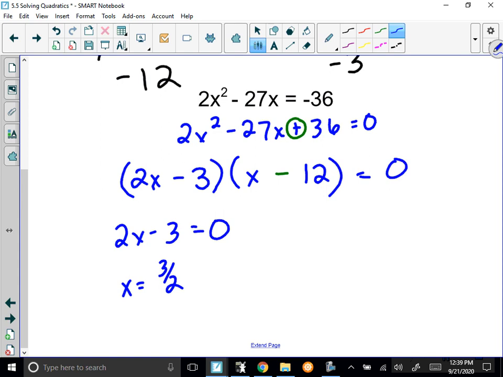Okay. And then Keston, what other factor are we going to set equal to 0 as well? Good. So our two solutions, because remember every quadratic equation has two solutions. Our two solutions are 12 and 3 halves, or 12 and 1.5. That's correct.